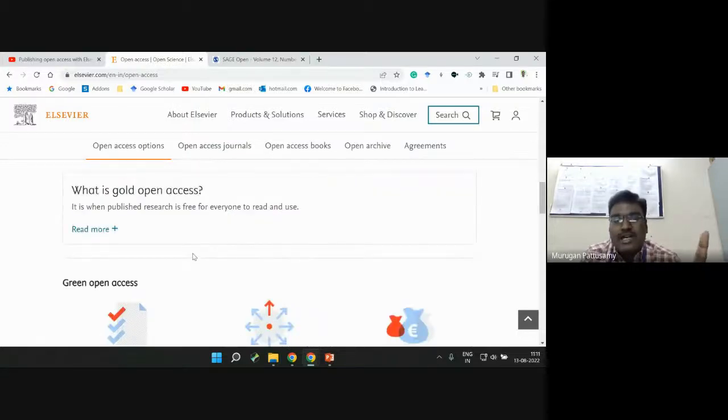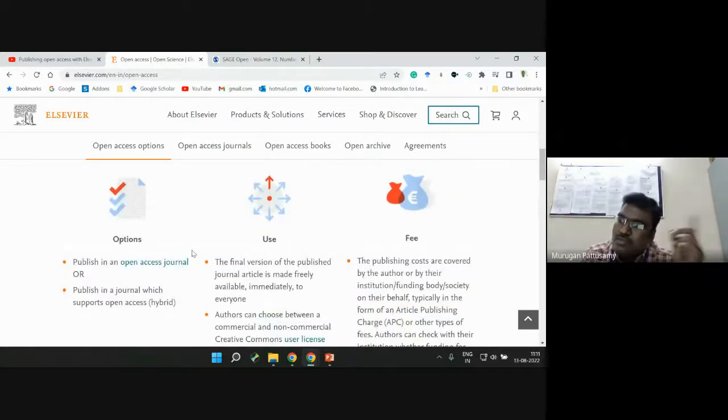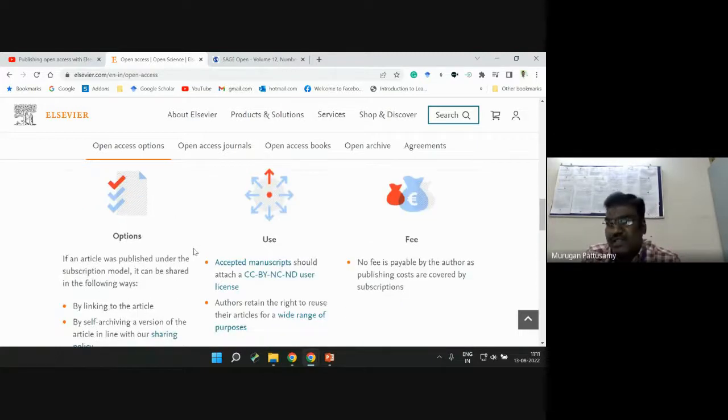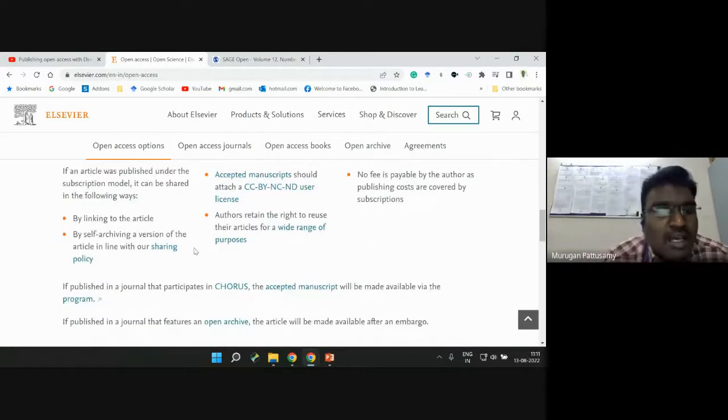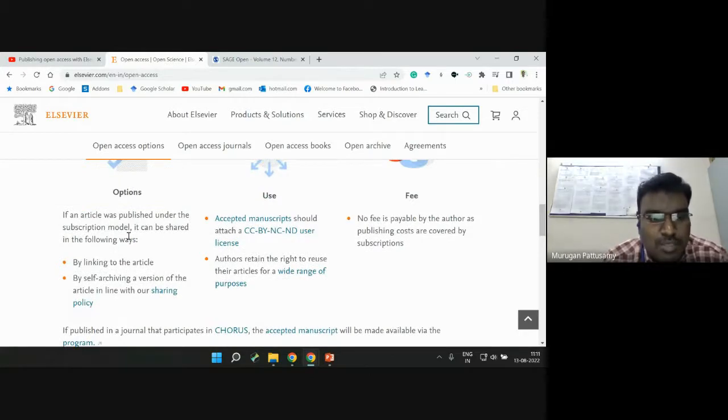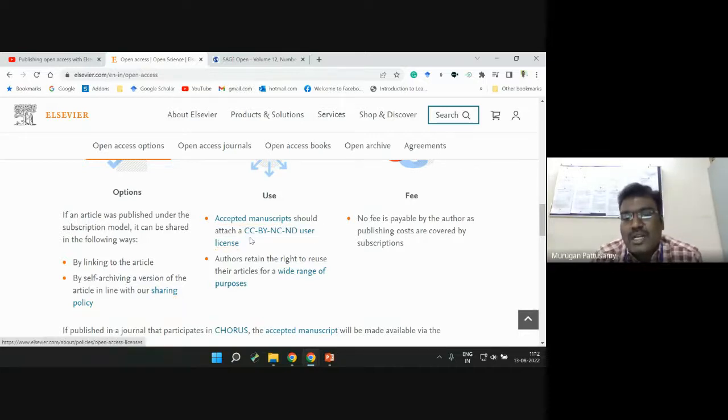Here the APC charges will be much, much higher than green open access. In green open access, if an article was published under the subscription model, it can be shared in the following ways: by linking to the article, or by self-archiving a version of the article in line with our sharing policy. The accepted manuscript should attach a CC BY NC ND user license. Authors retain the right to reuse their articles for a wide range of purposes. No fee is payable by the author, as publishing costs are covered by subscriptions.